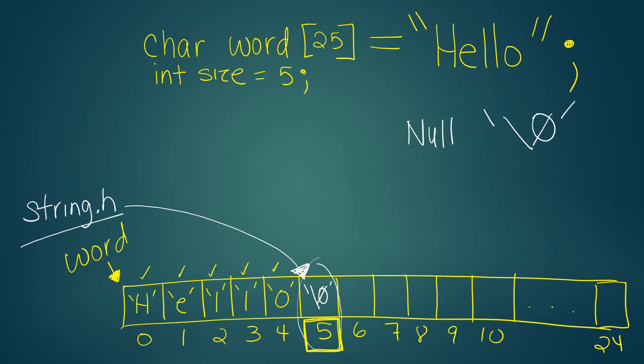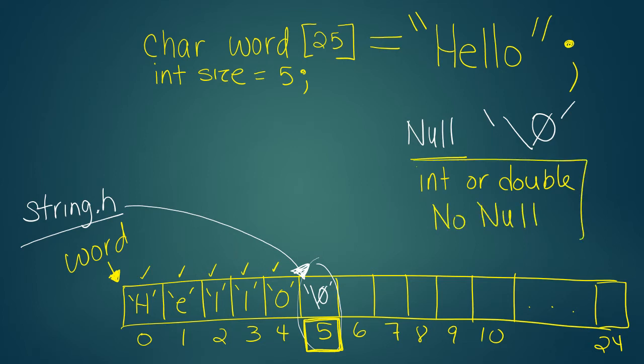It's the same thing that you do with your integer array and your double array. If you have a double array called scores and you put 6 scores in it, you only care about the 6 scores. But I want you to take note that there is no null character for integer or double. The null character is only for strings. It's only for character arrays.